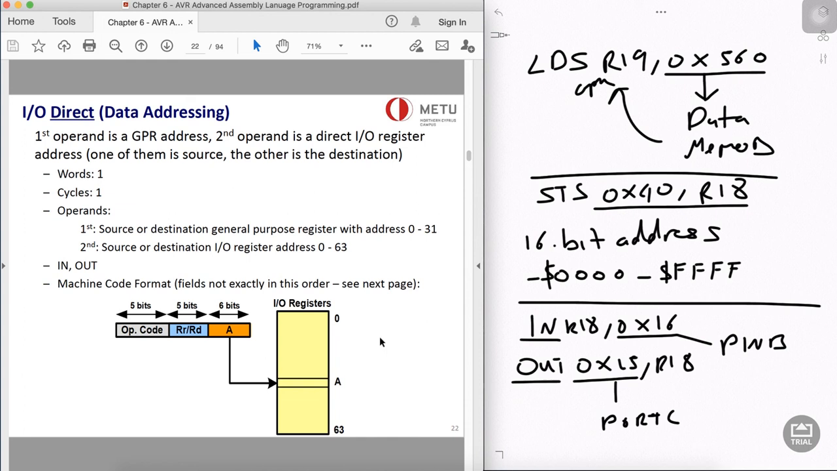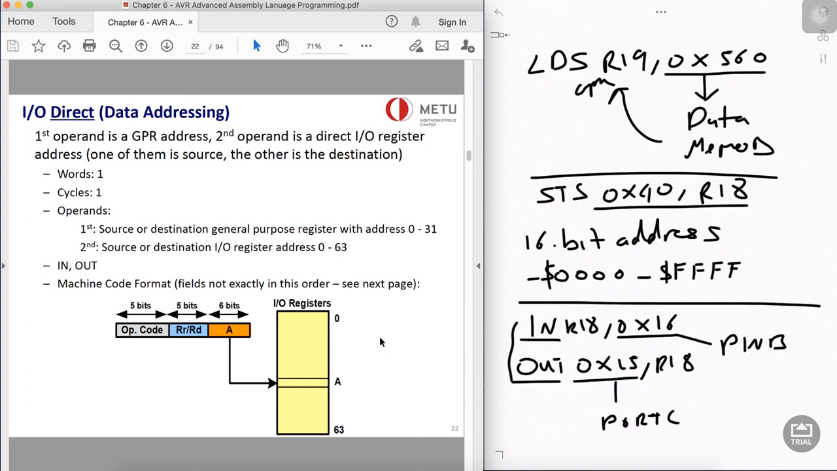That's why the IO registers have two addresses, an IO address and a data memory address. The IO address is used when we use the IO direct in and out addressing modes, and the data memory address is used when we use the direct addressing mode, which is LDS and STS. So standard IO addresses can be accessed using both direct and IO addressing. This gives us flexibility.